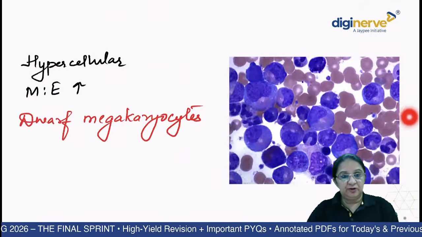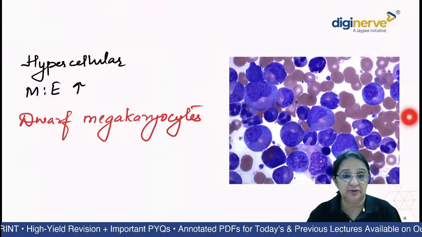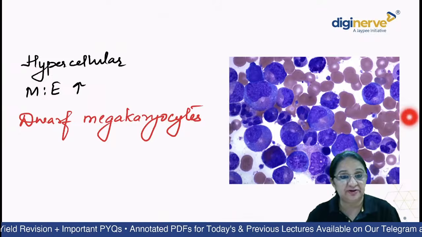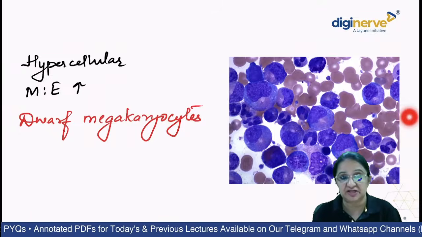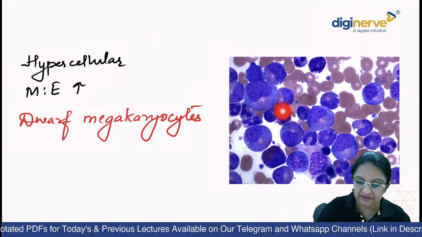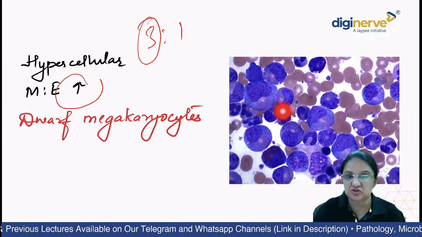Okay, bone marrow, what do you see? Bone marrow would be hypercellular. Your myeloid erythroid ratio here would be more. In anemia, the myeloid erythroid ratio is decreased. Normal myeloid erythroid ratio is 3:1. This increases, so the ratio also increases.